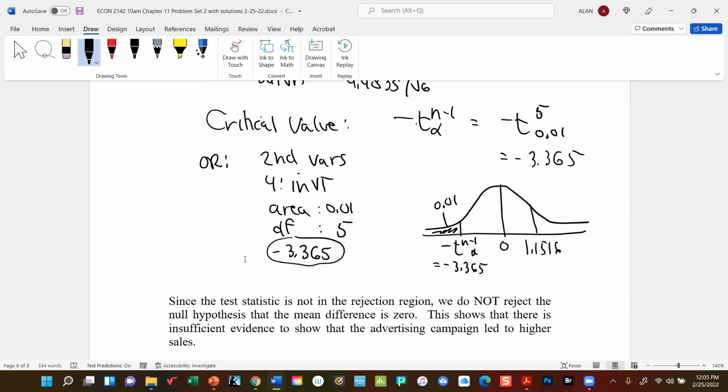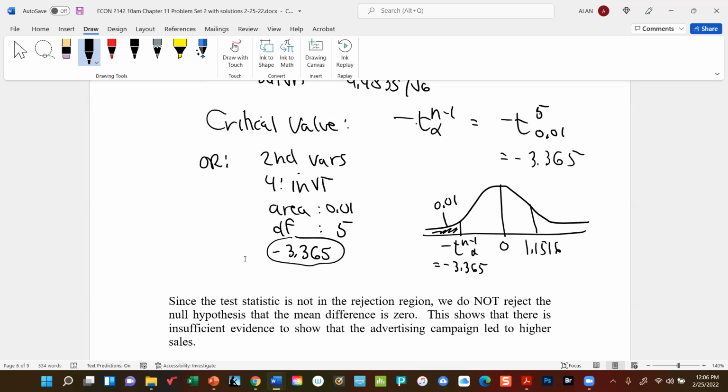But anyway, our test statistic is 1.1516, but our critical value is negative 3.365. We're not even close to the rejection region. And so therefore our conclusion is that we do not reject the null, that the mean difference is 0. So therefore, there's not enough evidence to show that the advertising campaign actually led to higher sales.